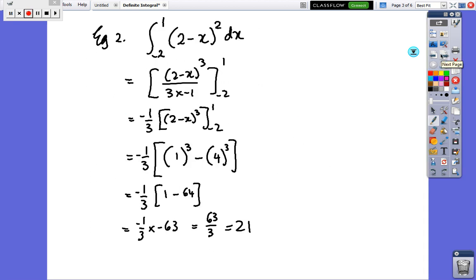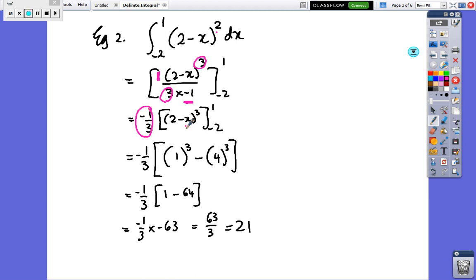Let's have a look at the second example. The integral of (2 minus x) squared between 1 and minus 2. We've got a power, so we add 1 to the power, divide by the power, and we also divide by the derivative of the bracket, which is minus 1. Now this time there's a number 1 on top, so this 1 and minus 3, I'm going to take that out because that's a constant, and we'll multiply at the end. You can do that with numbers, you can't do it with letters, but with numbers you can move them out the front. So then we've just got (2 minus x) cubed that we sub in.